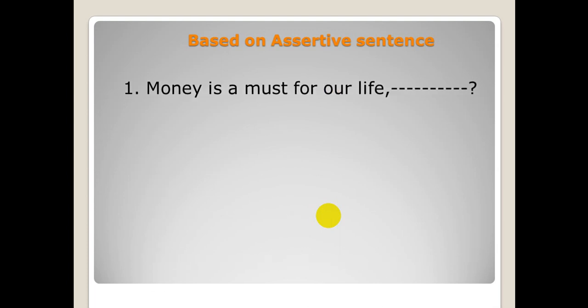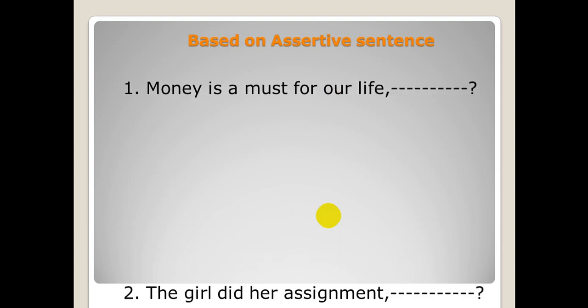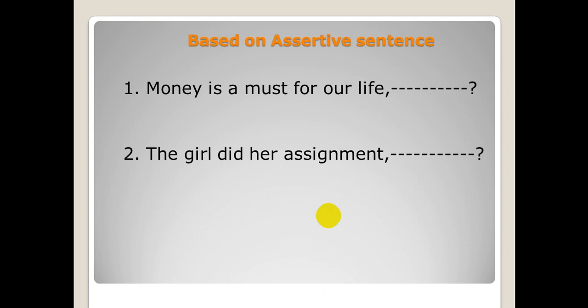Next, let's look at some more examples based on assertive sentences. First one, money is a must for our life. Next one, the girl did her assignment. So first you will have to look at the helping verb. So can you identify the helping verb from the underlined statement? Yes, the helping verb is 'is', so it will come first in making the question tag: is. And what about the formation of the sentence? Is it affirmative or negative? So it's clear that it's an affirmative sentence.